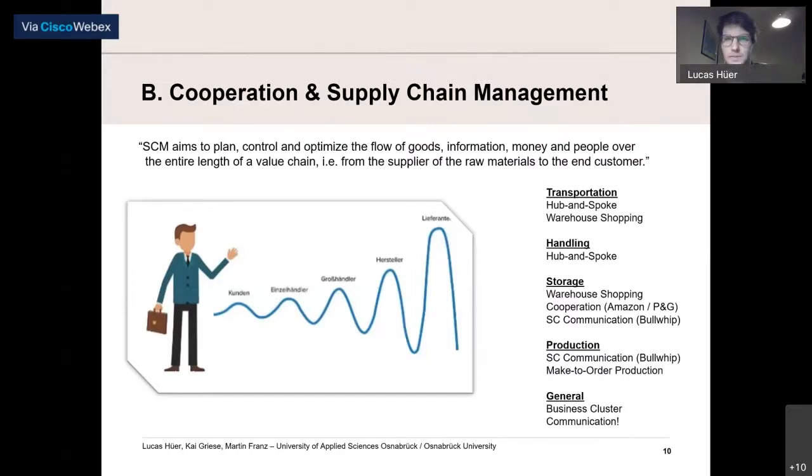So this is just one example of how supply chain management and cooperation can improve the use of space. But there are also others like hub and spoke systems or warehouse shopping. But all those you can read in case you want to read the publication at some point.